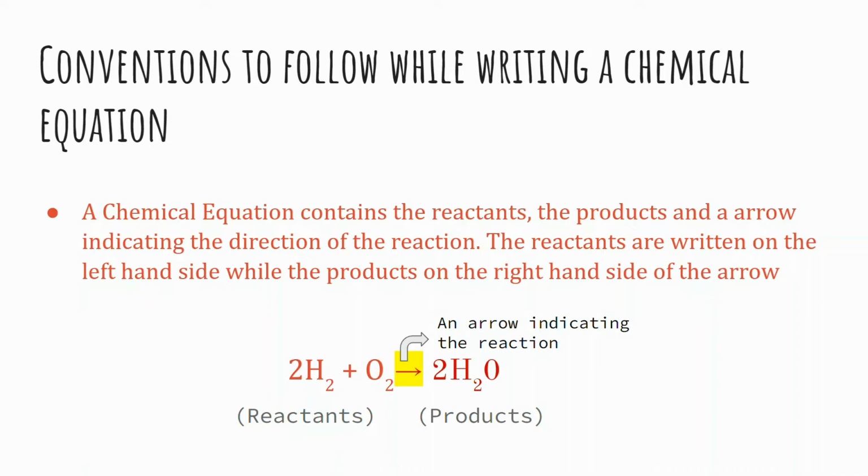That means the formation of new bonds of products is being shown. The reactants are written on the left hand side while the products are on the right hand side, which is very easy, and I have told you twice and thrice that the left hand side is called the reactants and the right hand side is called the products.